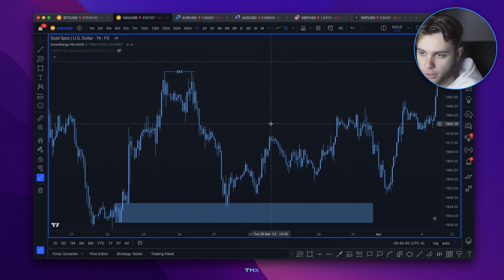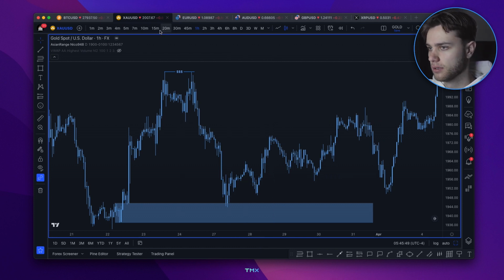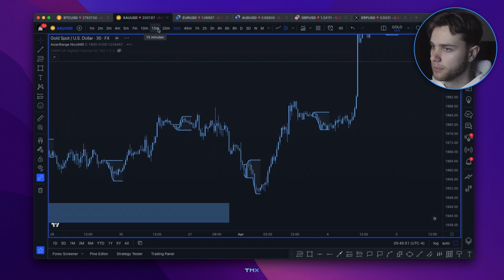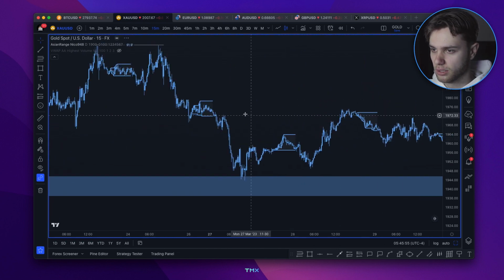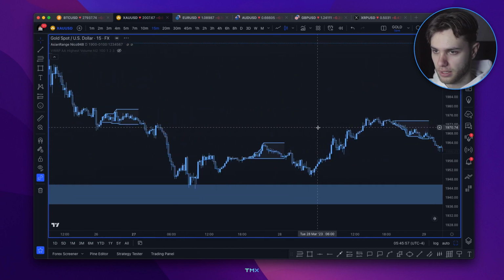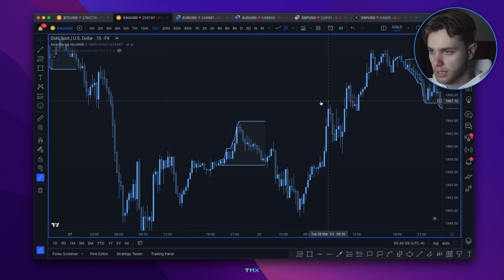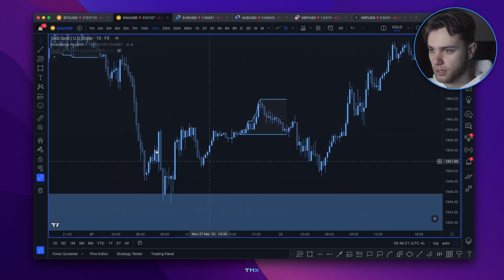For this setup, you had to go down into the 50 minutes, and I think that I sent out this trade on my Instagram. Yeah, I did. So a lot of people actually made some money from this move as well. Alright, this was the setup over here.